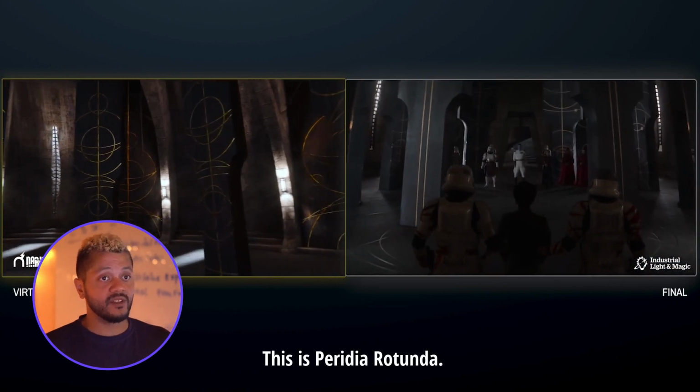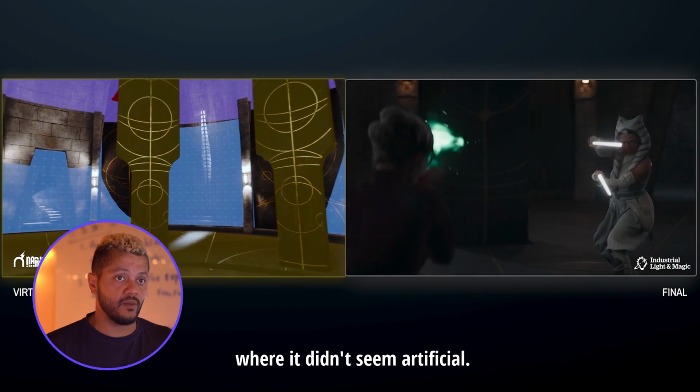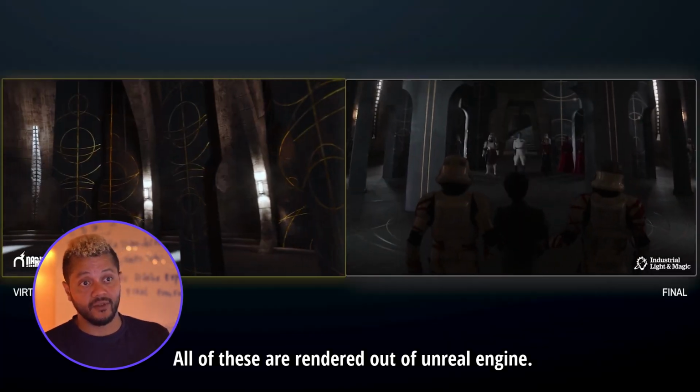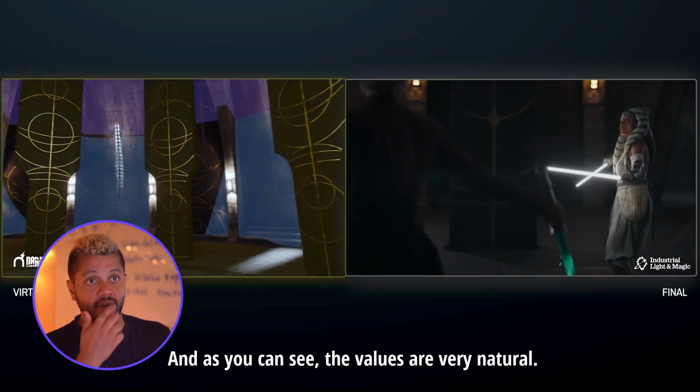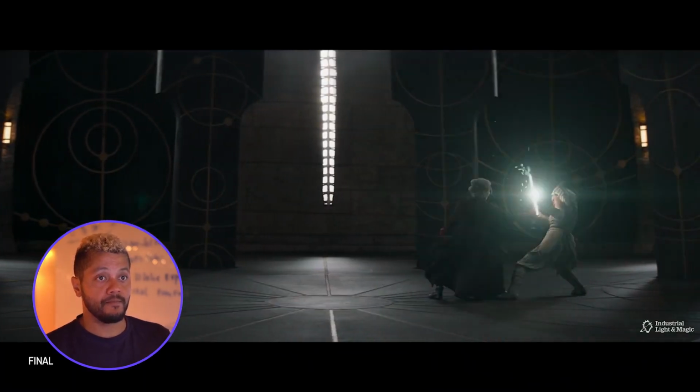This is Peridia Rotunda. The challenge on this one was really to light it up in a way where it didn't seem artificial. All of these are rendered out of Unreal Engine, and as you can see, the values are very natural, but this one was very challenging to get.